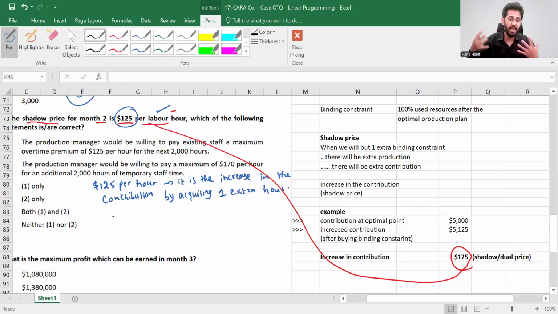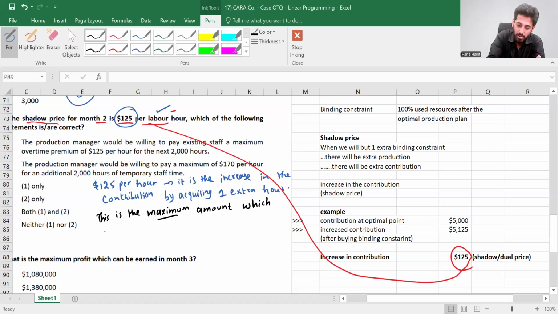Obviously, in actual, you will have a bargaining and you will be paying less. But this is the maximum amount which can be paid. So got that point? This is the maximum amount which can be paid as premium.